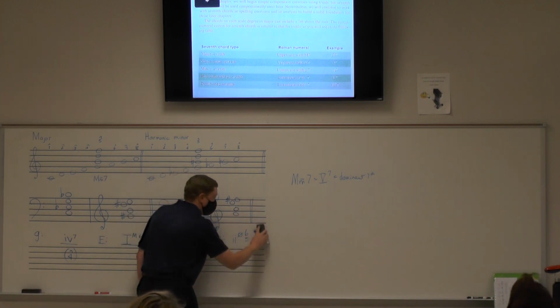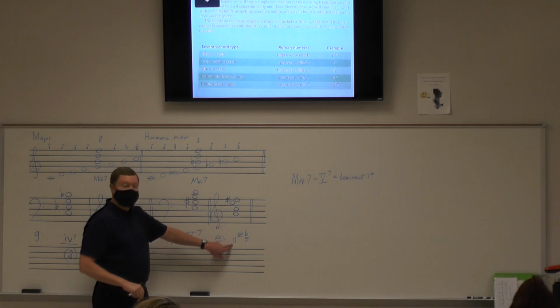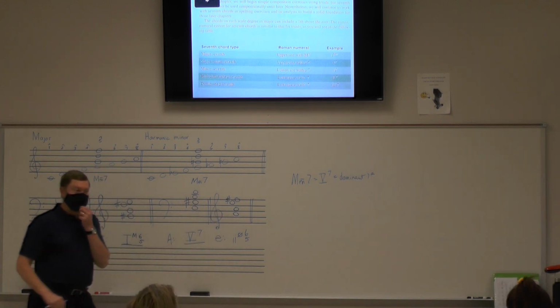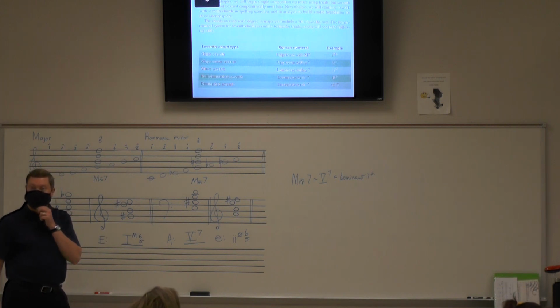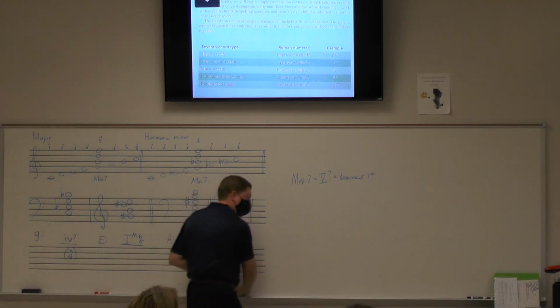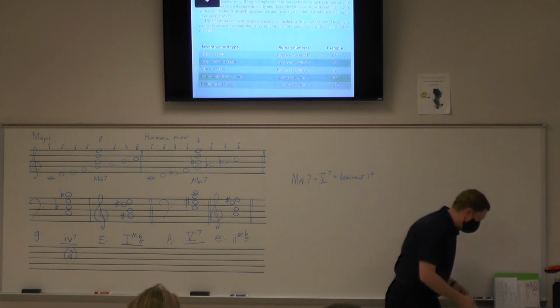And I don't need this anymore, I can put that on scratch. But that's correctly a 2 half diminished 6/5 in the key of E minor. That's how you spell that seventh chord on the staff.